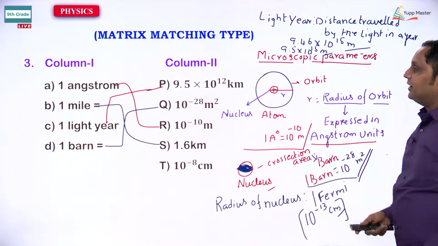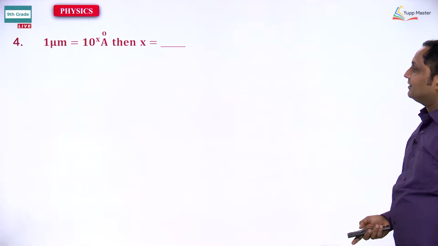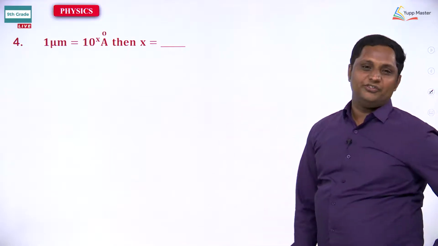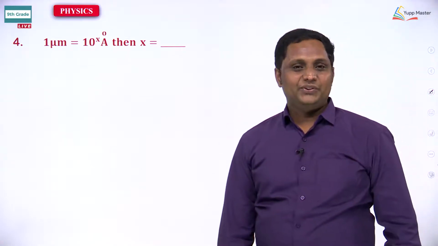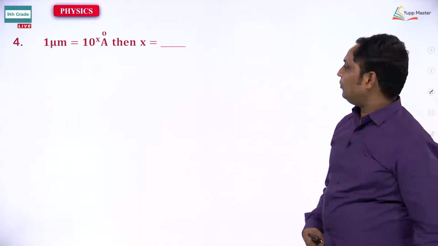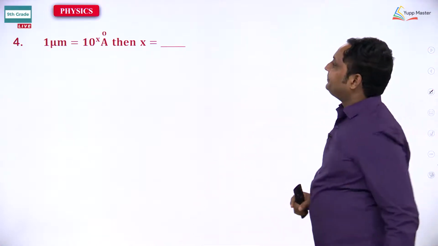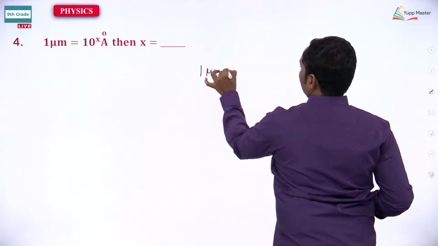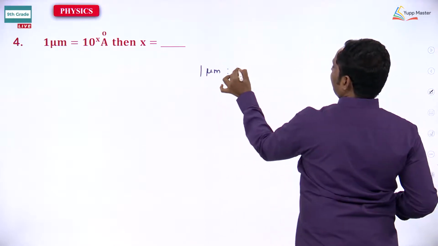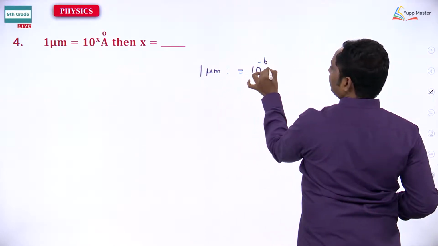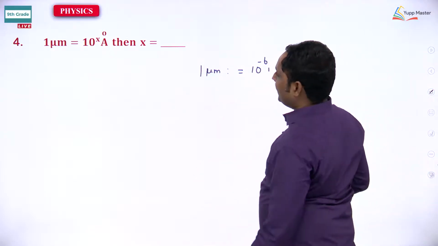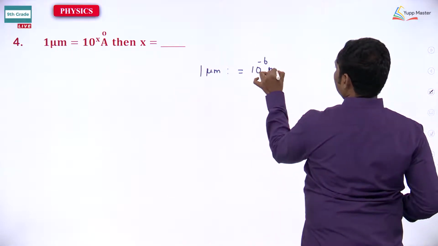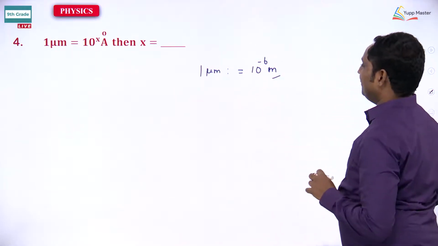So, let us go for another one. These are all integer type questions they are going to ask in the IIT Mains level and some other competitive examinations also. If you are going to represent 1 micrometer, the value is going to be 10 to the power of minus 6 meter.